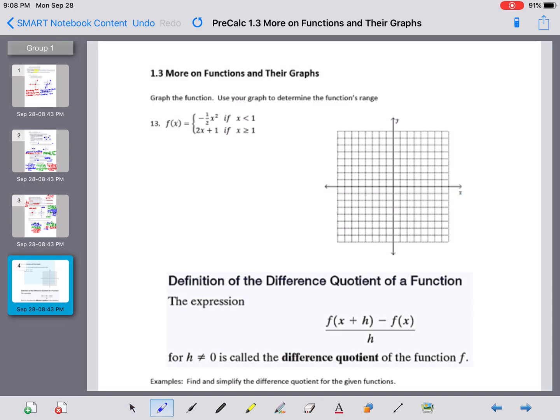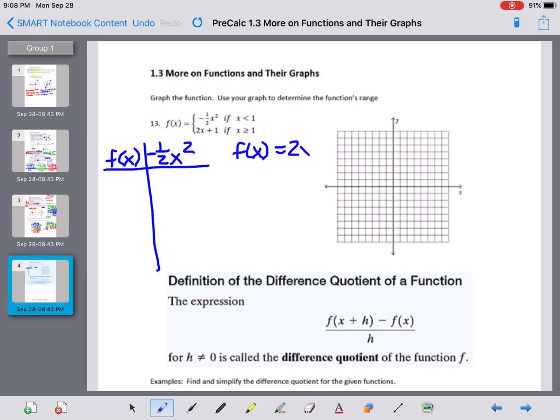So when you're graphing a piecewise function, we're just going to do t-charts here to do this. So my first one, I have two parts to this. I have f of x, and my first function is negative 1/2 x squared. And then on my second one, it's going to be 2x plus 1.